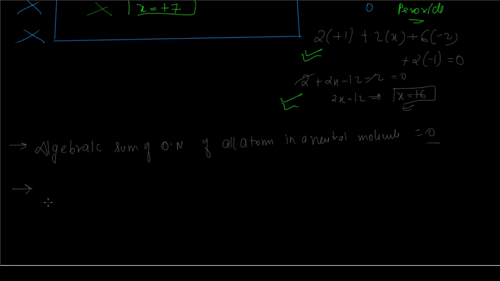So for example, if you have an ion, SO4 minus 2, will the sum of oxidation numbers of all atoms still be 0? No, in this case it won't be 0. In this case, or in case of any other ion, the sum of oxidation numbers of all atoms is equal to the charge on the ion, not 0, right? So write down: algebraic sum of oxidation numbers of all atoms in an ion is equal to the charge on the ion.